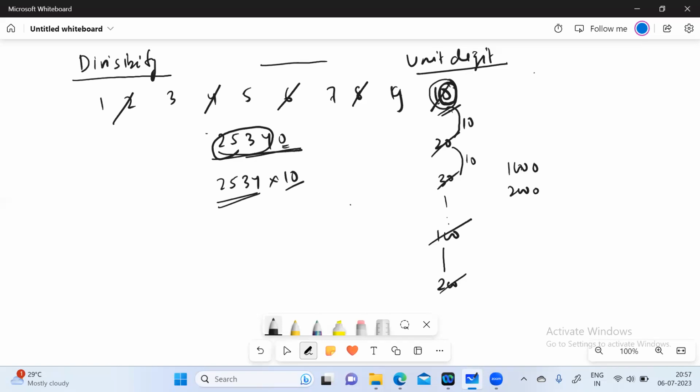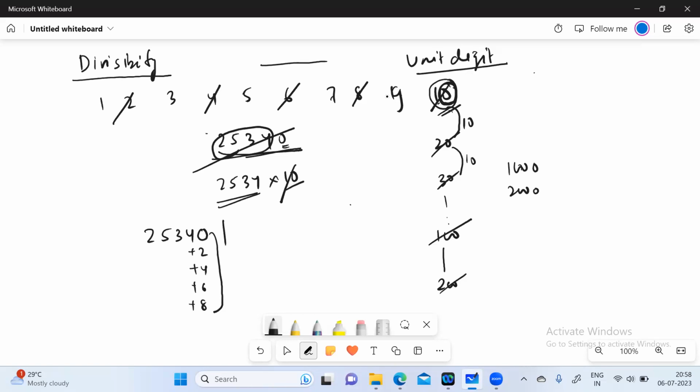If 10 is divisible by 2, then the entire number will be divisible by 2. So with this logic, what do we see? Once we have achieved 0 here, and it gets divided by 2, then plus 2, plus 4, plus 6, plus 8 will also get divided by 2.